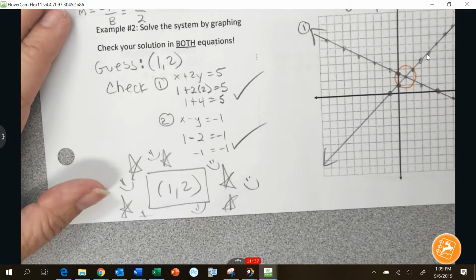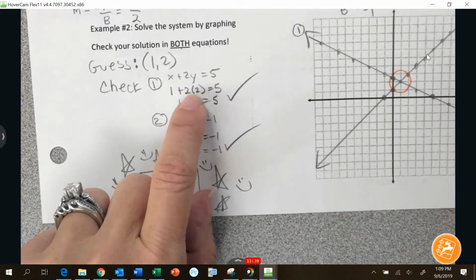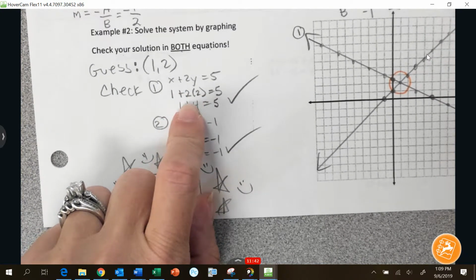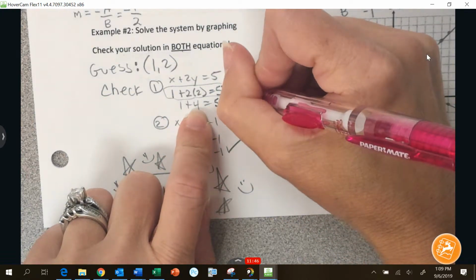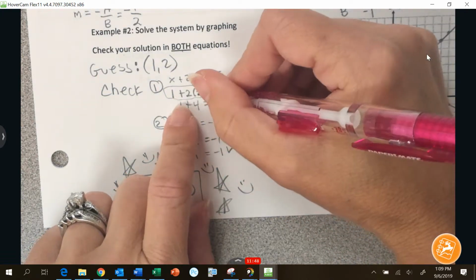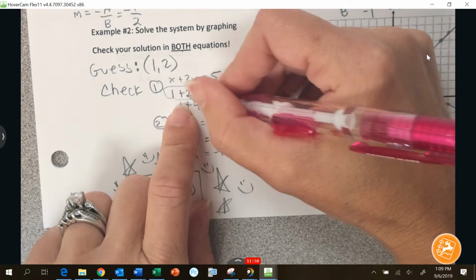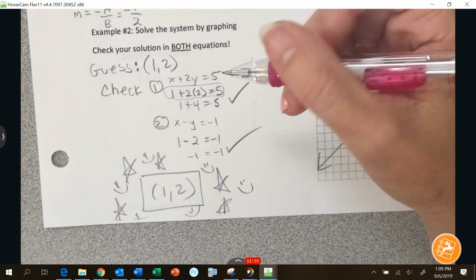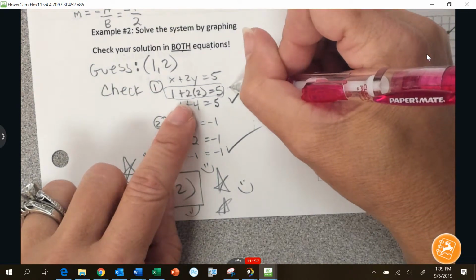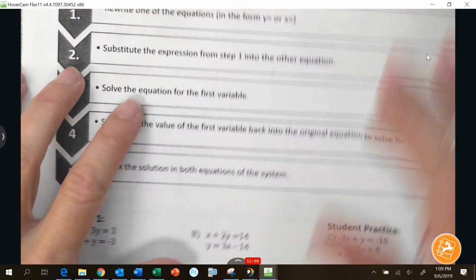If you want to type your check into your calculator to check it, you just need to show me this step where you plugged it in. If you type in 1 plus 2 times 2 in your calculator because you couldn't do that by hand, fine. But at least show me the step where you are checking it. So that is how to solve by graphing. You graph them, you find results.